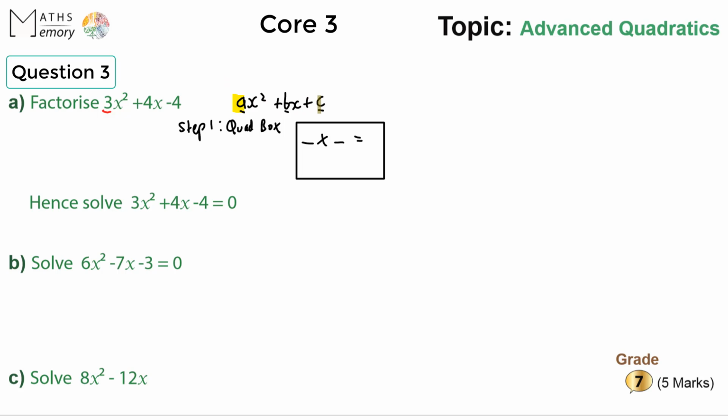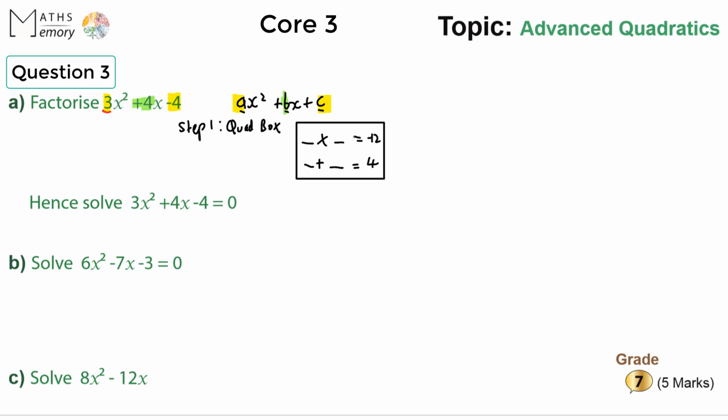A times C would be 3 times minus 4. So 3 times minus 4 is what we need to do over here, which is minus 12. Okay, and we want two numbers that add up to get the middle coefficient, which is going to be B, which actually is going to be over here, plus 4. So your quad box is set up nicely.